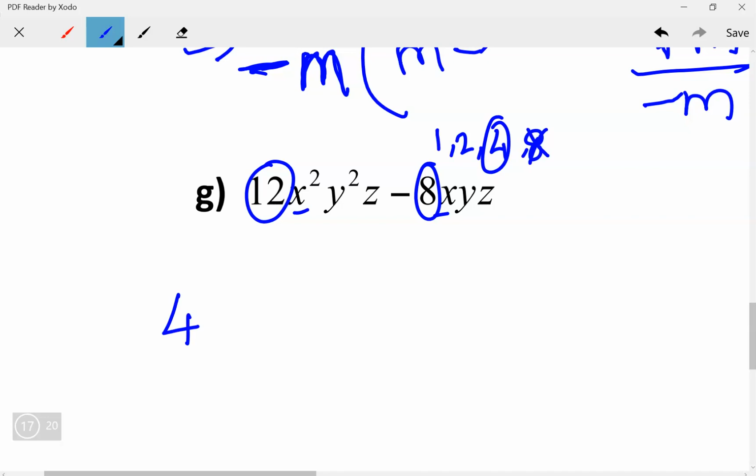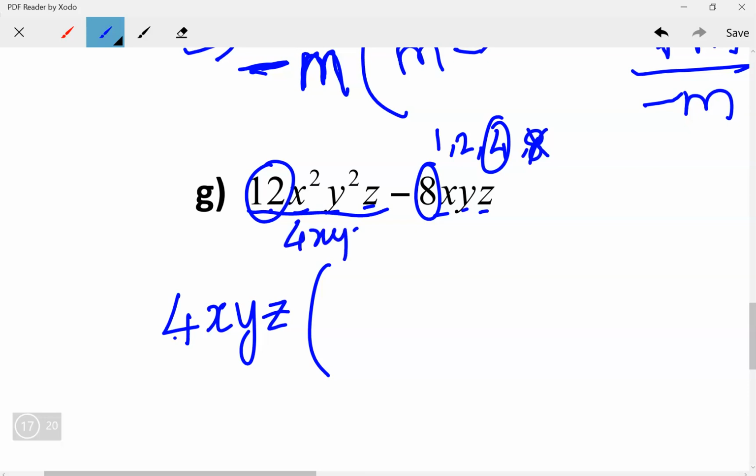X squared and x, I'm going to take an x. Y squared and y, take a y. Z, z, I can take a z. Let's do division: this divided by 4xyz, and this divided by 4xyz.